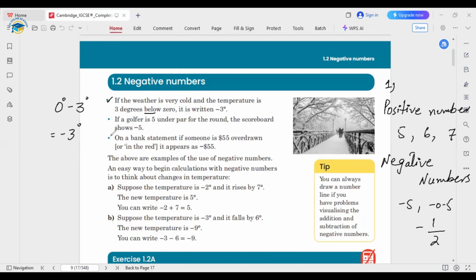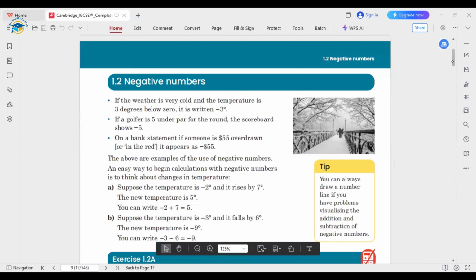One more example they gave: on a bank statement, if someone is $55 overdrawn, it will appear with a negative sign. Okay, -$55. Similarly, some of them we need to solve using some mathematical operations, and accordingly we will solve them. So let's start with the negative numbers. This is exercise 1.2a, in which we are going to discuss all about these negative numbers, how we are going to add them up or how we are going to subtract them. Fine.